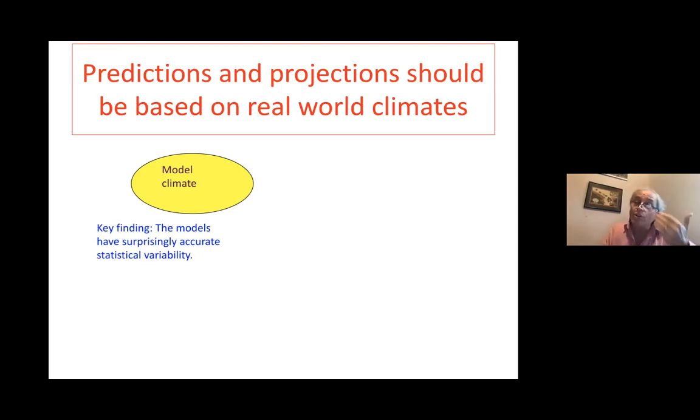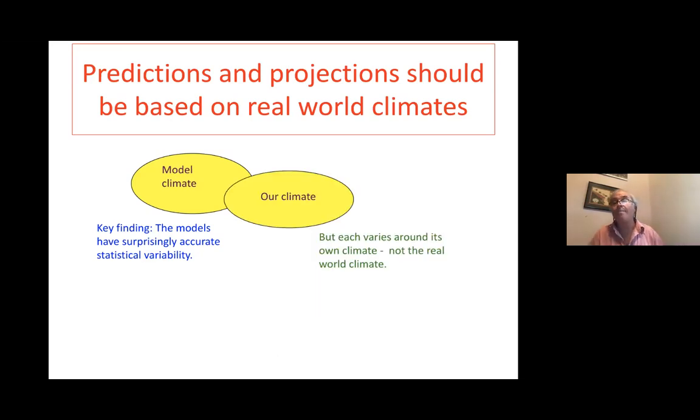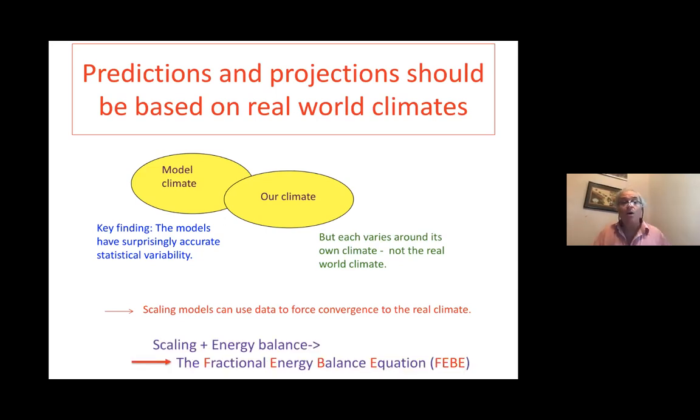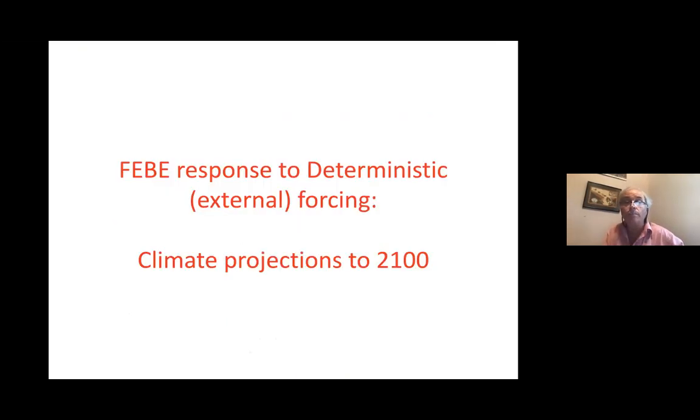So what we have to do is make a model that has the same statistics, or maybe even slightly more realistic statistics, but we need to anchor it to the real world in terms of the data. For that, we can use scaling models to force convergence to the real climate, if you like. I mentioned scaling as a symmetry principle we can use, but we can also use energy balance. That's given rise to this fractional energy balance equation, which we can use to make climate projections through 2100.